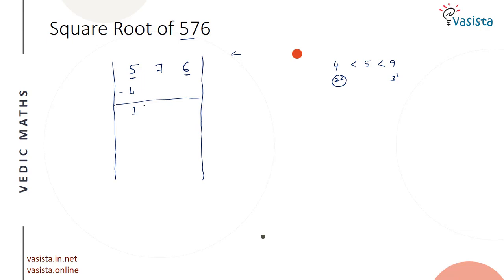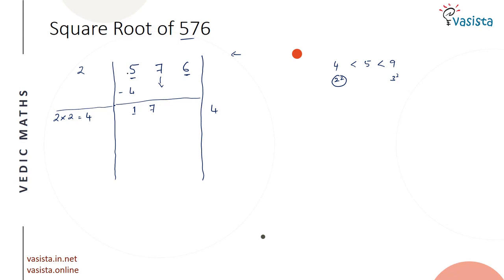Now the least one is 2 here. Multiply it by 2, and 2 times 2 gives 4. Bring down 7 here. Now divide this 17 by 4. That is 4 fours. So first we need to divide, and then subtract.